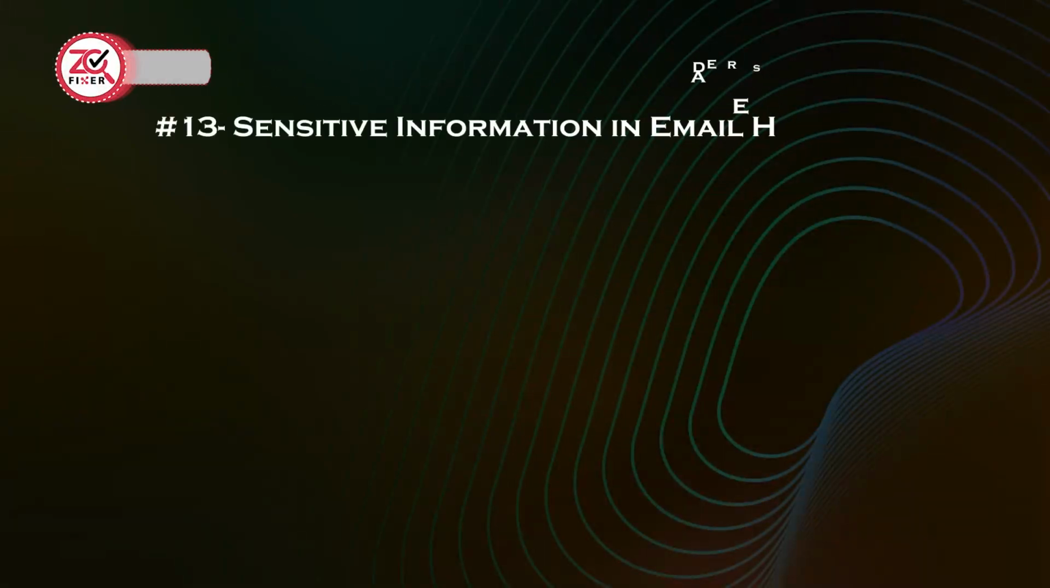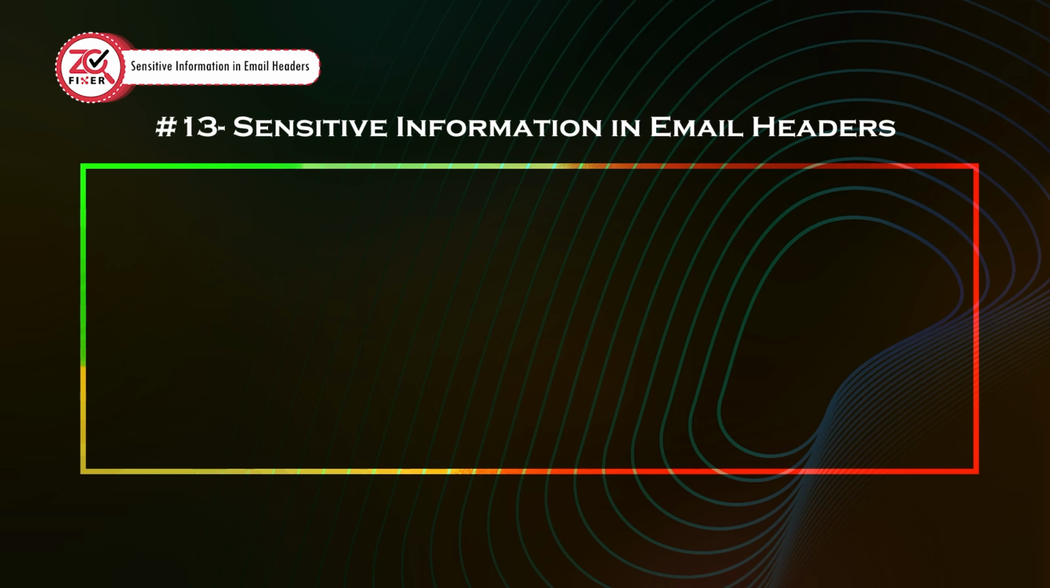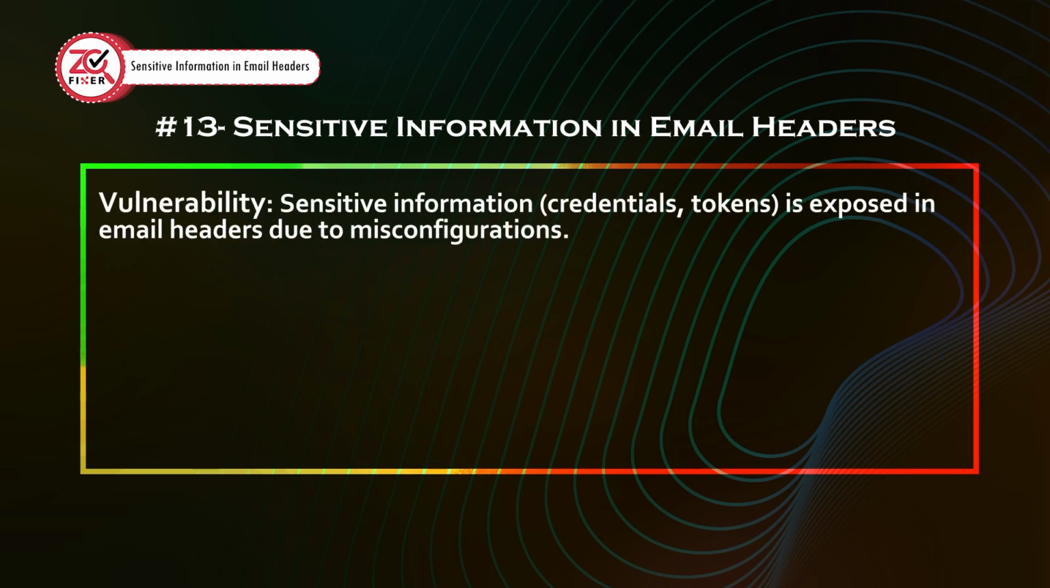Number 13, Sensitive information in email headers. Vulnerability: sensitive information, such as credentials and tokens, is exposed in email headers due to misconfigurations.